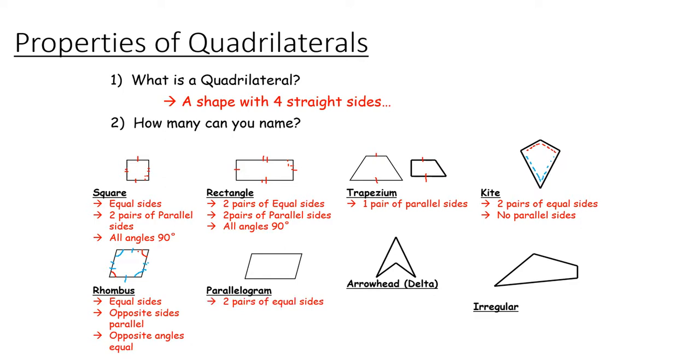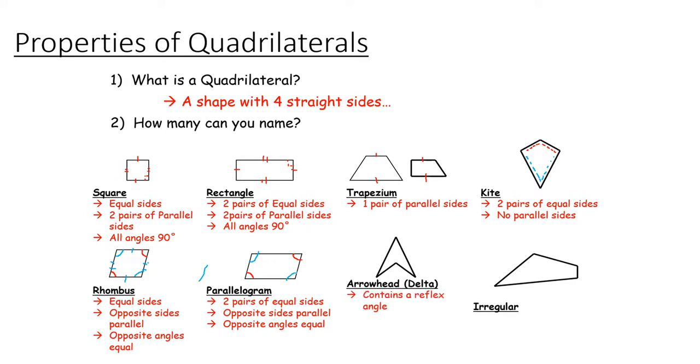A parallelogram, again, has two pairs of equal sides, very similar to our rectangle. Opposite sides are parallel and opposite angles are equal. So again, similar to that rhombus, this angle is equal to this angle. And then this angle is equal to this angle.